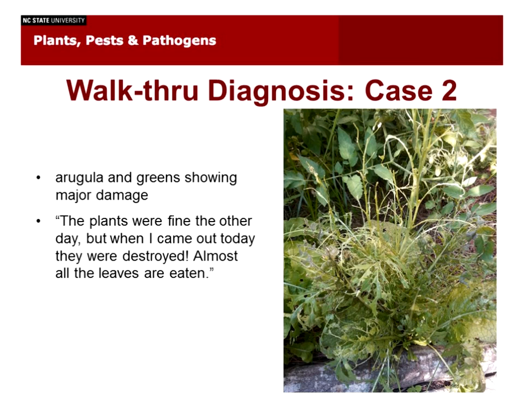All right, great. Okay, so this one is going to be a pretty straightforward one. But this is what often happens to vegetables when there are things about, not diseases. And so we have these arugula and greens showing major damage. And a quote from the person is, the plants were fine the other day, but when I came out today, they were destroyed. Almost all the leaves are eaten. So they're already assuming that it's some bug.